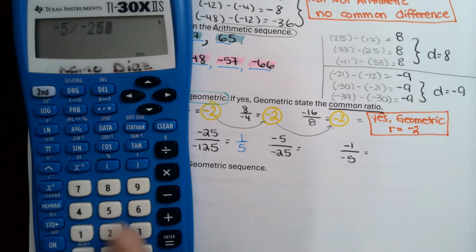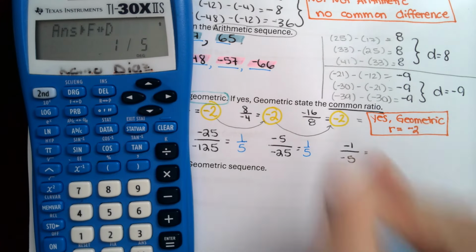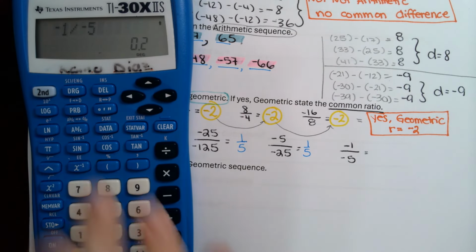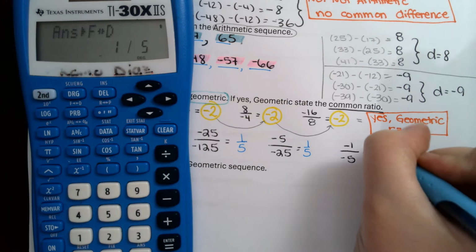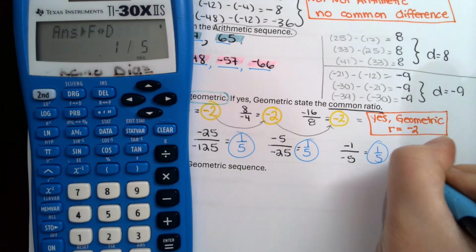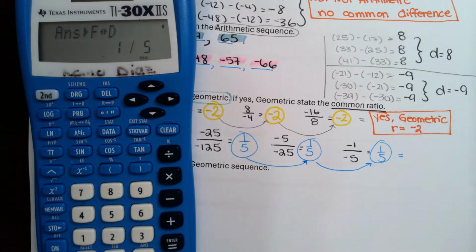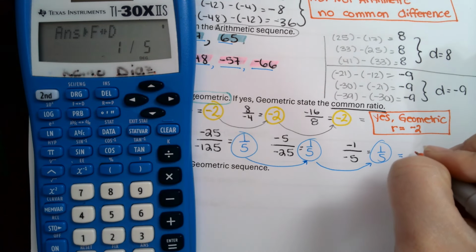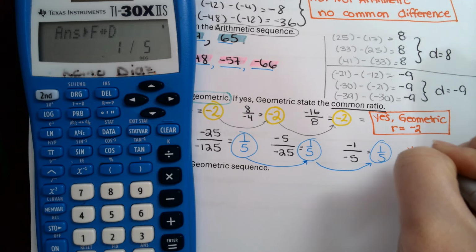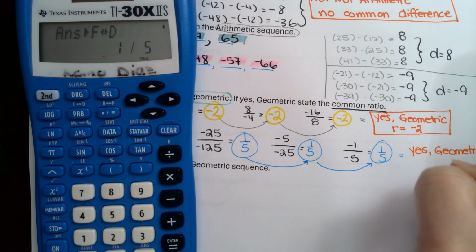-5 divided by -25, again, second P-R-D. We get positive 1/5. -1 divided by -5, second P-R-D. We get 1/5. Again, all of these ended up being the same. So let's answer the question. Is the sequence geometric? Yes, it is geometric. How do you know? Well, we have a common ratio of 1/5.